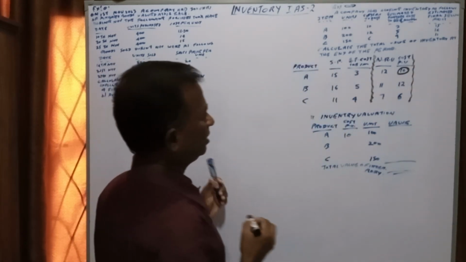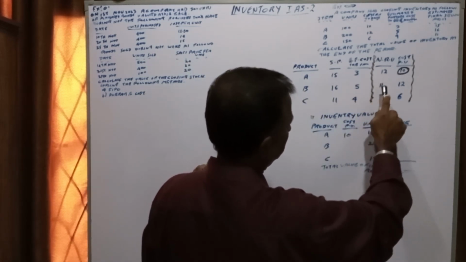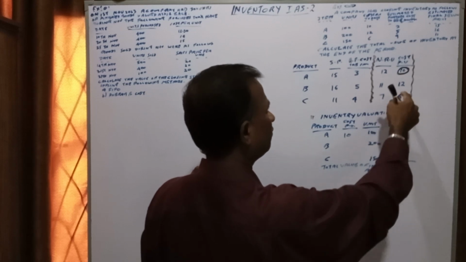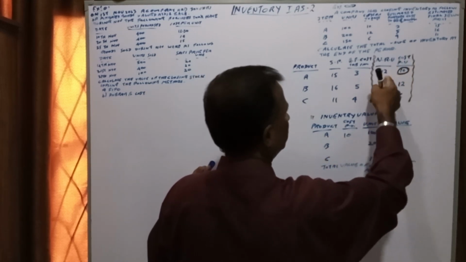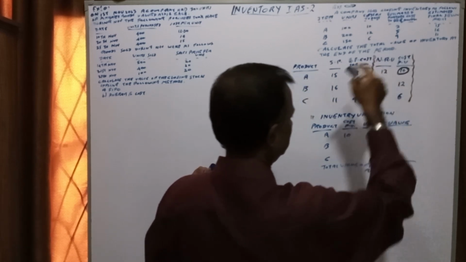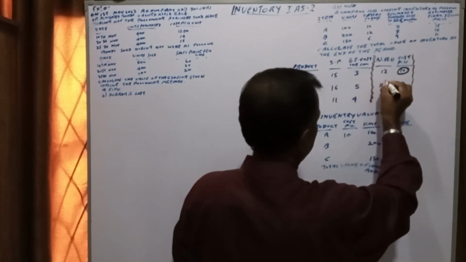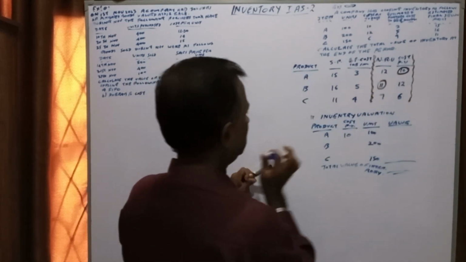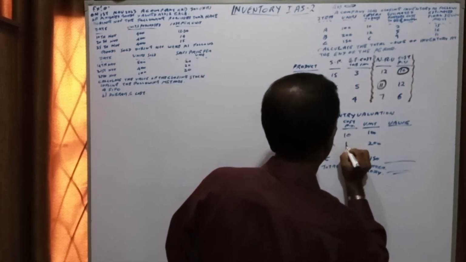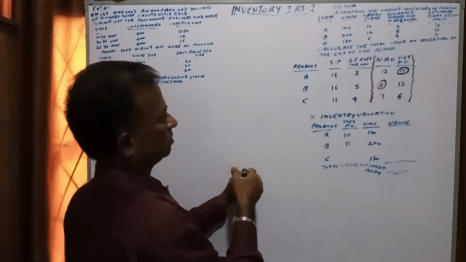For product B, net realizable value is 11, whereas cost per unit is 12. Which is the lowest one? This is the net realizable value. So we are taking the net realizable value here. Net realizable value is the lowest one, so we are taking that cost.